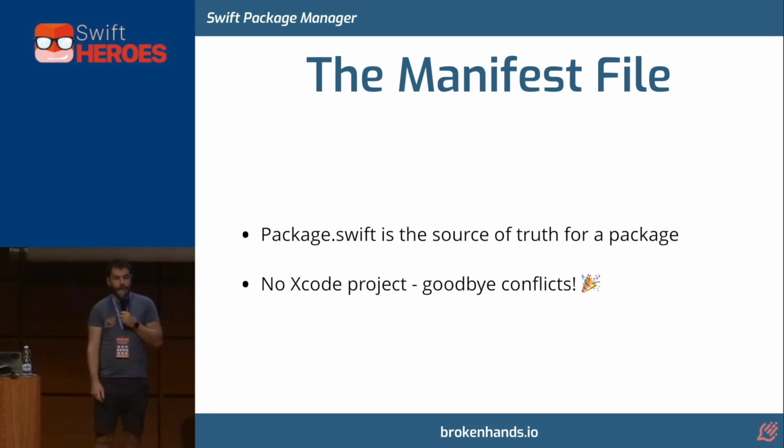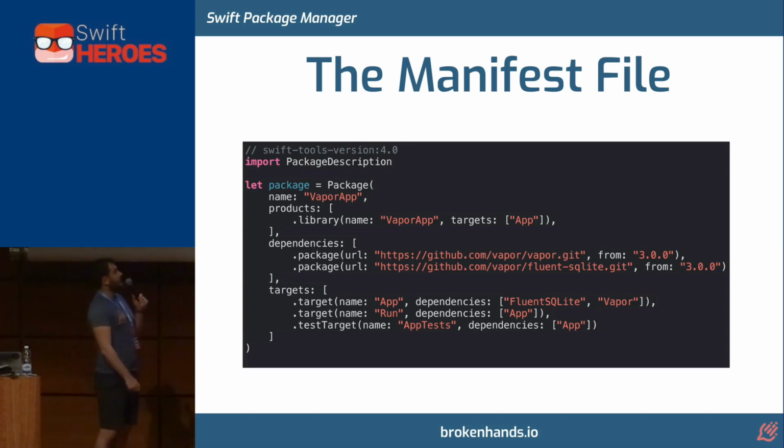So those of you who have ever been working on multiple teams with multiple people, where someone adds a file and someone else adds a file, and you have to merge and resolve that merge conflict in some weird XML hell, that doesn't exist anymore. Goodbye conflicts. Swift Package Manager takes all of that away for you. So this is what a manifest file looks like. It's not particularly interesting, but there is a lot in there. So let's go through it.